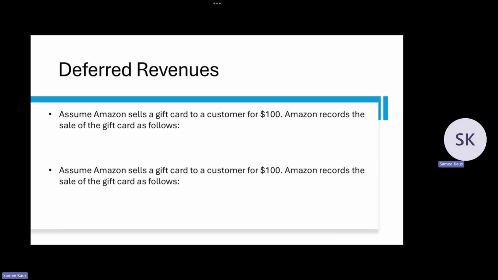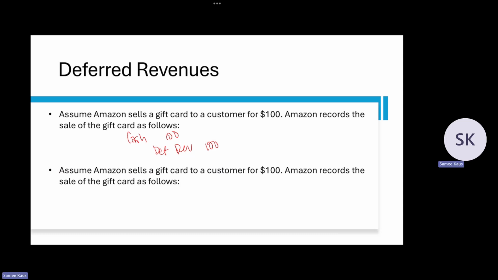We have our deferred revenue. Amazon sells a gift card to a customer for $100 and they record the sale of the gift card as follows. Well, what does Amazon get? They get cash. They get $100. What do they have to do? Well, they have to provide a product to somebody in the future. So I get to recognize my cash going up, but I also have an obligation now, when somebody uses that gift card, to provide you a product.